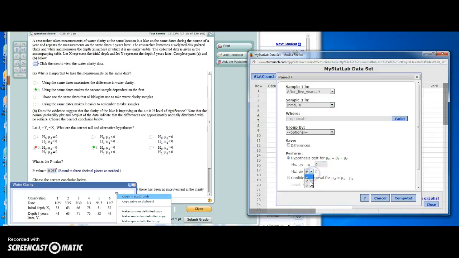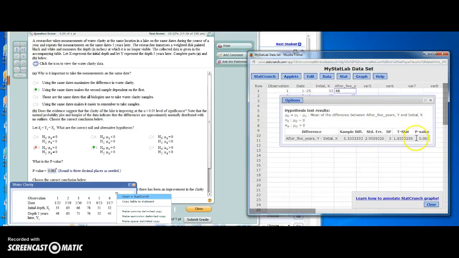And remember, I'm testing that that second sample is larger, and I hit compute. And notice I get a p-value of 0.063. Because 0.063 is greater than 0.05, I will not reject the null hypothesis, and so it doesn't seem that there is an increased level of clarity.